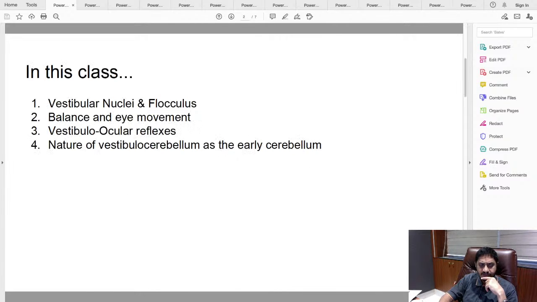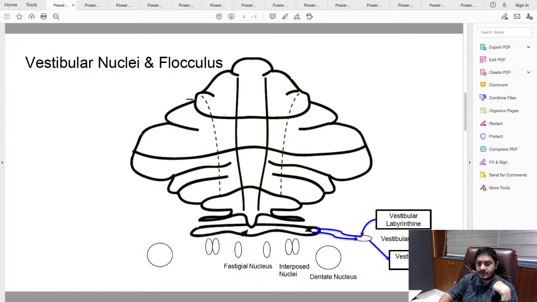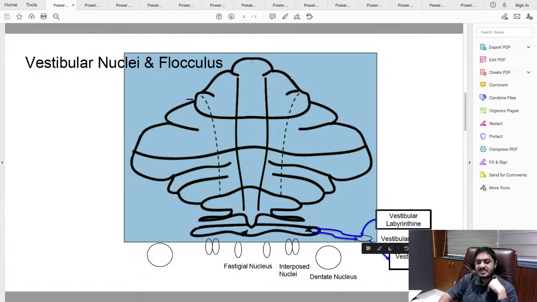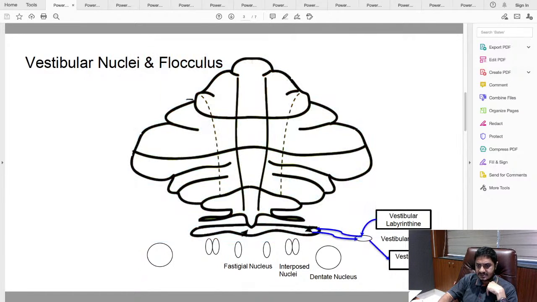Just remember what we already know. We have already seen probably the cerebrocerebellum and the spinal cerebellum. And now we'll be looking at the vestibular nuclei and the flocculus. Essentially, the flocculonodular lobe is also called the vestibulocerebellum. So this is this lobe. That part of the cerebellum is called the flocculonodular lobe, also called the vestibulocerebellum.